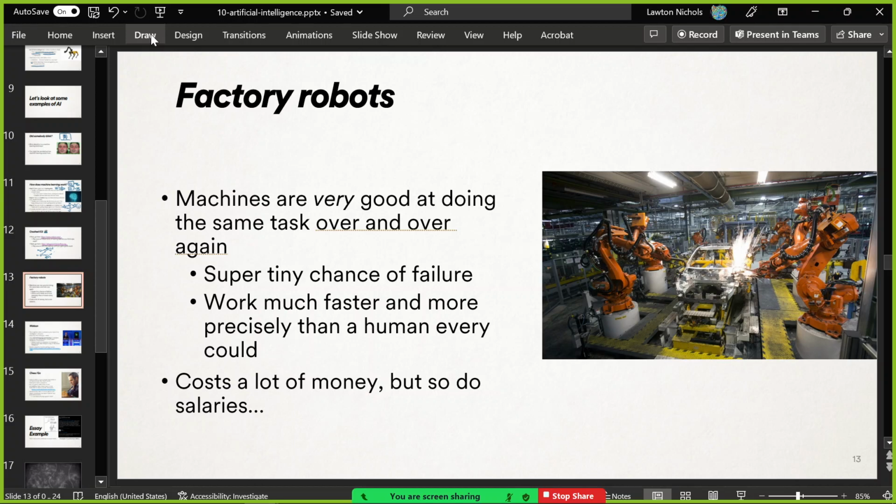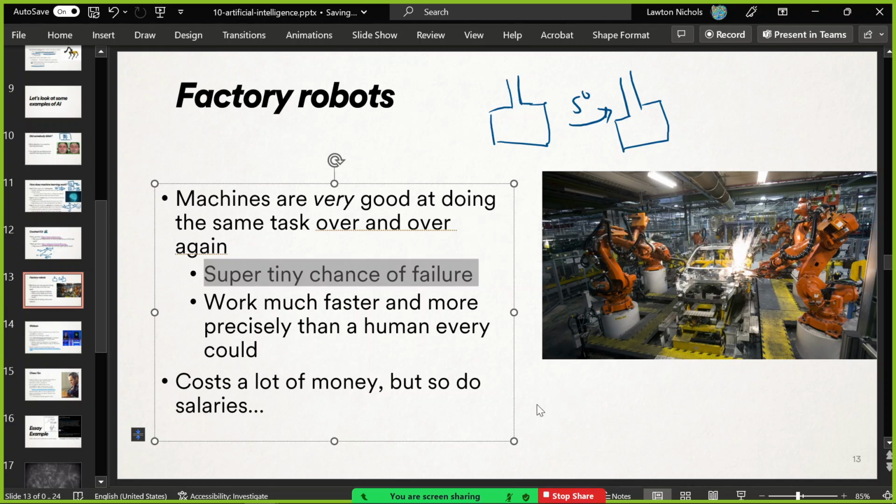So we have factory robots that build cars these days, right? Because machines are very good at doing something very precisely, right? You can write a machine, or you can make hardware and software that tells this machine to turn its little machine arm by 5 degrees exactly. You can't get a human to do that very well, right? But the machine can do it just fine. It can do it over and over again very well, all right? Very hard to fail, can work all night long if you want it to.